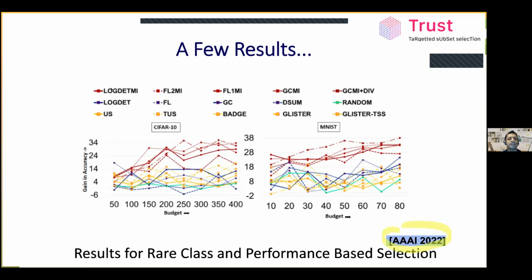And you'll find that each of these functions contributes in a very different way. For example, log.mi, which is meant to get you diversity. You can see very impressive performance in terms of gain and accuracy with respect to the budget.